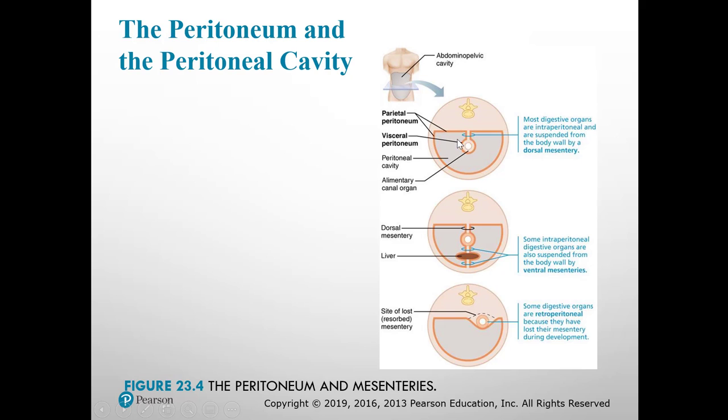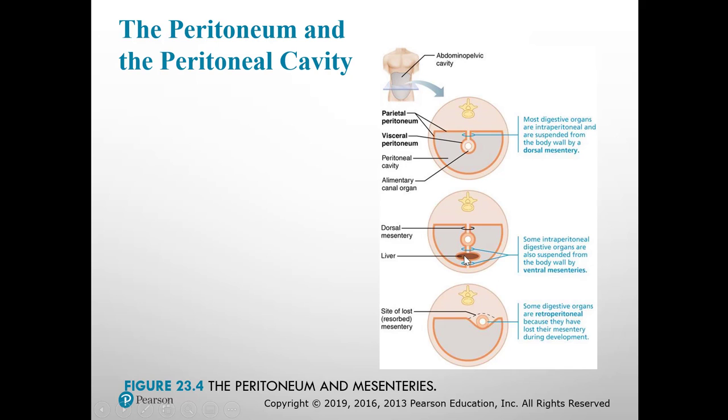The visceral peritoneum is an extension of the parietal peritoneum, and they are connected through a membrane that anchors the organ and its peritoneum to the dorsal body wall. This is what you call the mesentery. Now, this is called the dorsal mesentery because it anchors the organ to the dorsal wall of the body cavity.